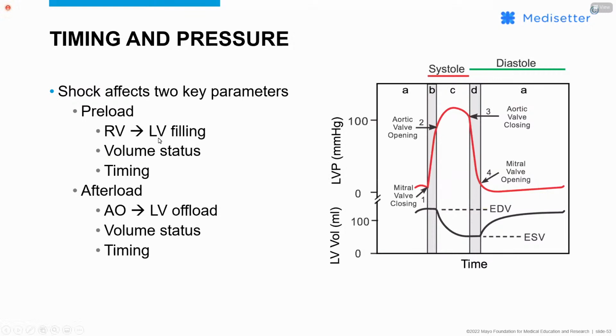And so we talk about the preload, linking it back to the first couple of slides. So we need enough volume in the right ventricle to fill the left ventricle. And so in that last patient, we had too much volume. The RV was dysfunctional. We weren't able to fill the left ventricle, so our cardiac output dropped. And so the other thing that's important is looking at afterload. And so the aorta fills the left ventricle, the aorta offloads the left ventricle. And so we need to understand how that works in the setting of the cardiac cycle.